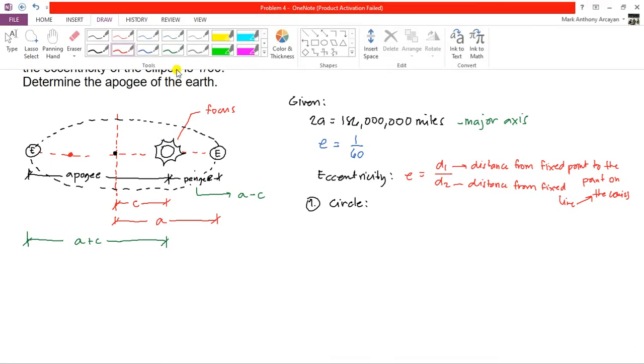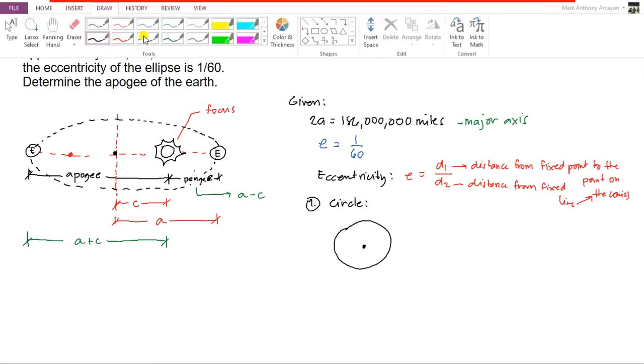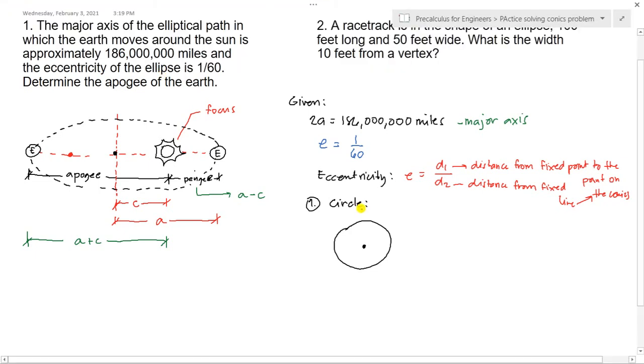So for circle, we know that the center of the circle is the fixed point, and of course ang points ana is nagre-revolve sa circle at same distance. So considering 1 point, let's say here, D1 here is the distance of this point to the fixed point. So the fixed point here is the center.